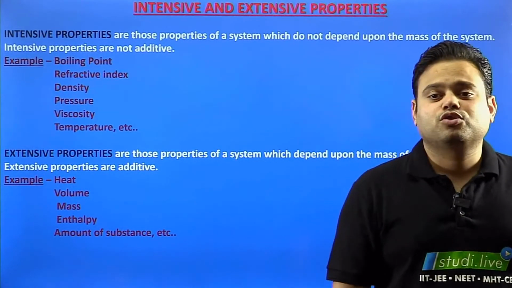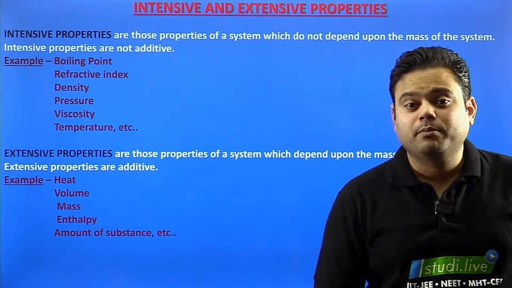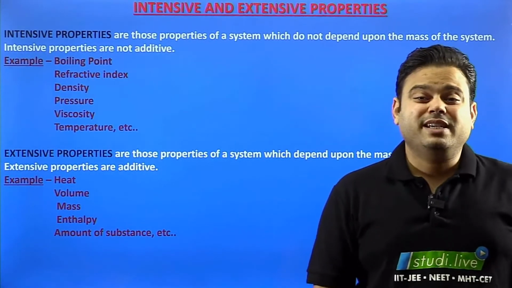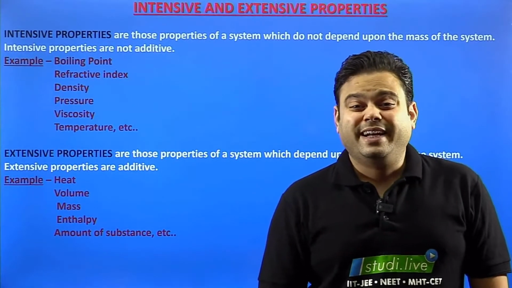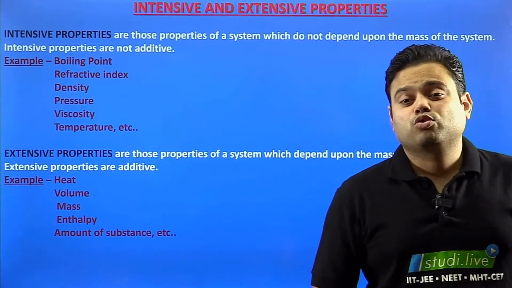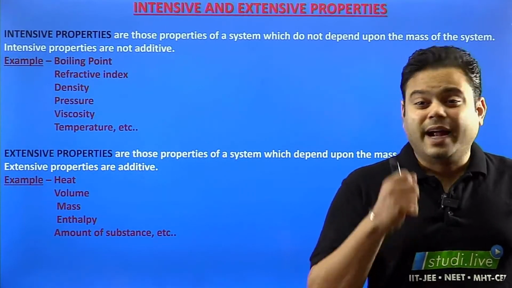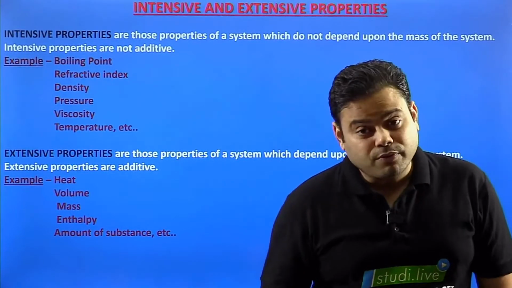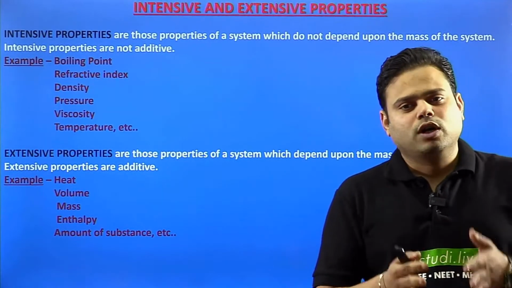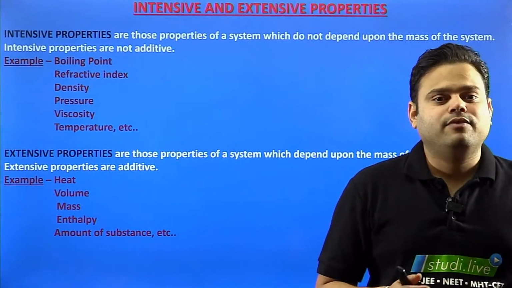Many students mistakenly consider it an intensive property, but that's not the case. Enthalpy is the total amount of energy present in the system, and what do we relate that to? The amount of work performed and the internal energy. So work performed and internal energy will be enthalpy, which is an extensive property.